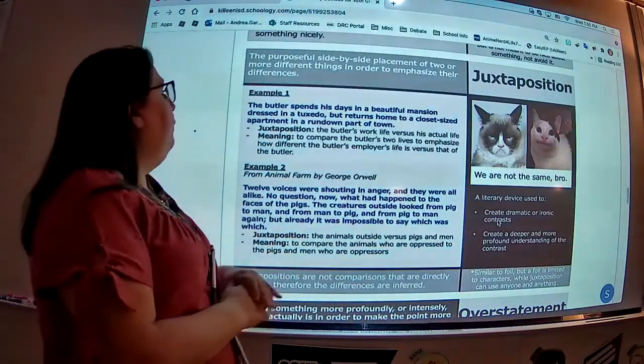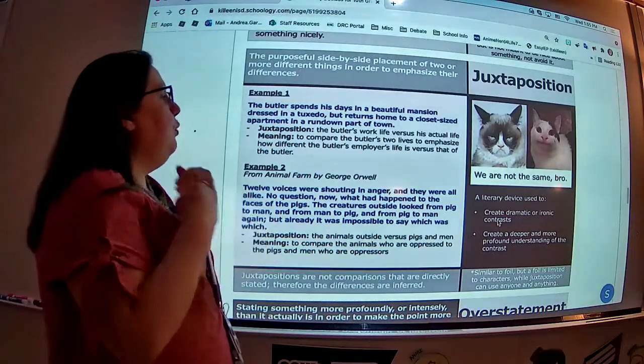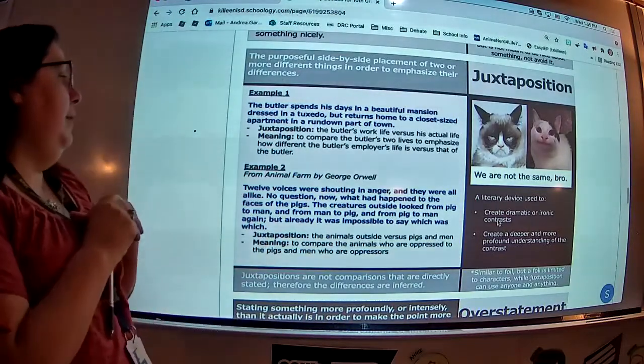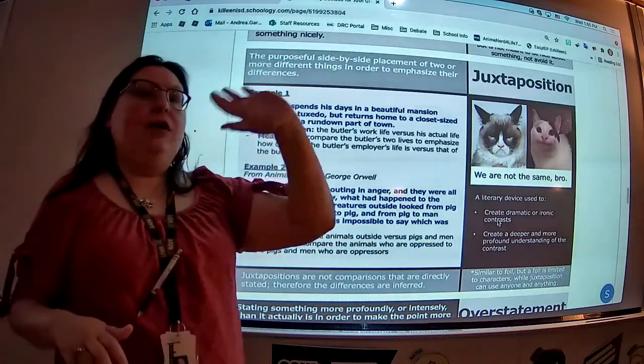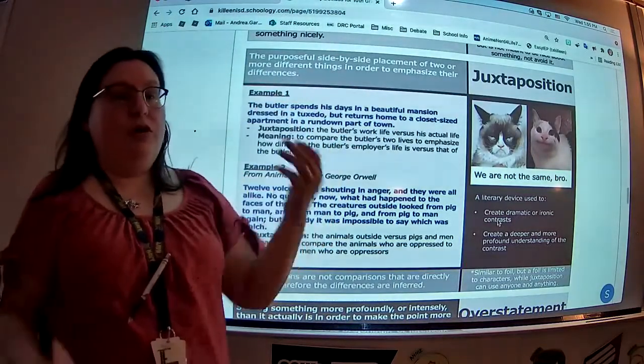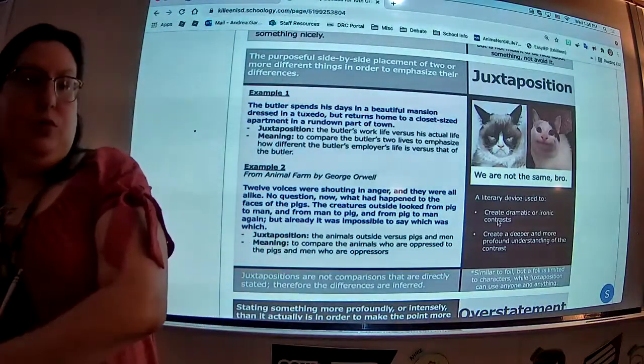Okay, so for example, the butler spends his days in a beautiful mansion dressed in a tuxedo, but returns home to a closet-sized apartment in a rundown part of town. So by seeing how he is at work in the tuxedo around all these riches, it very much highlights how much he does not have when he goes home.